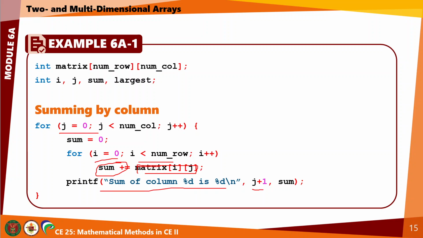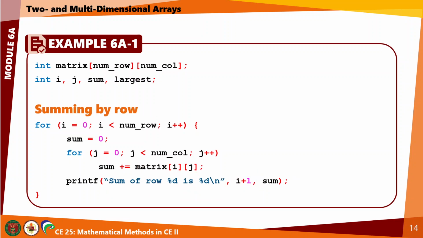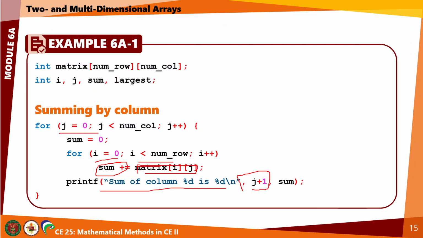Okay. May plus 1 yan, just like yung i plus 1 kanina. Kasi nga, for example, row 0, that means, ano yun, di ba? Row 1 talaga in real life. So, kailangan may i plus 1 or j plus 1 rather. Alright? That's how we sum yung bawat element ng column natin.